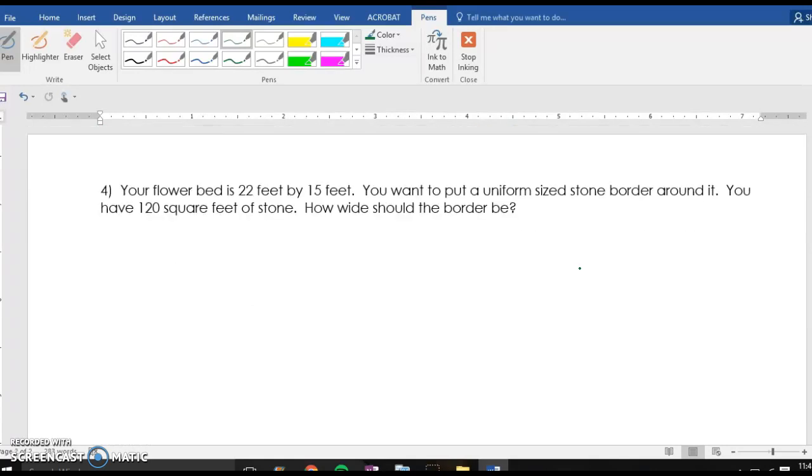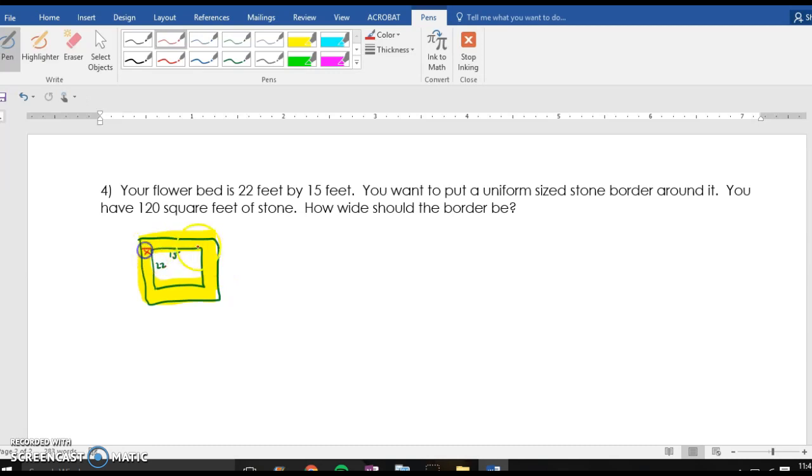Next one, your flower bed is 22 by 15. Okay, so we have the 22 by 15 flower bed. You want to put a uniform size border on each side, meaning we have this border here. So that's the area we're going to be looking for. Okay, so right now it says you want to put a uniform size border around it. You have 120 square feet of stone. For this yellow area, you have 120 square feet to fill.